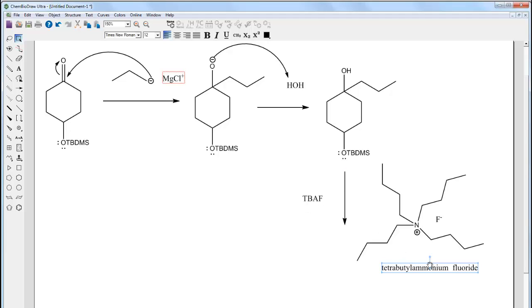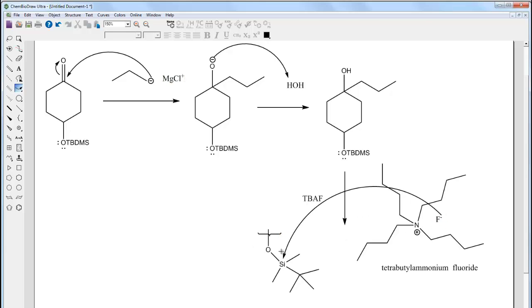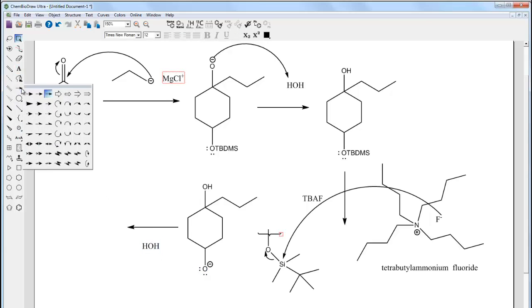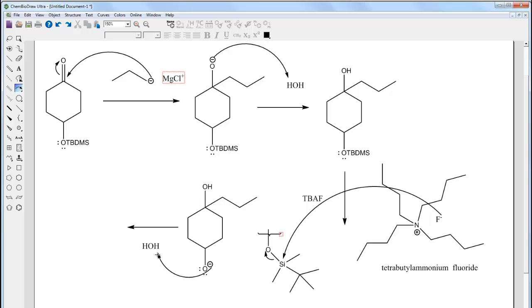So TBAF, or tetrabutyl ammonium fluoride, is a common way of deprotecting silyl groups. Let's take a look at the deprotection mechanism. I'll just blow up the t-butyl silyl ether part. The fluoride comes in to create a new bond to the silicon. When it does that, it'll break this bond between silicon and oxygen. This electron pair goes back onto oxygen to make an alkoxide again, which finally then just gets reprotonated with water to make the final product.